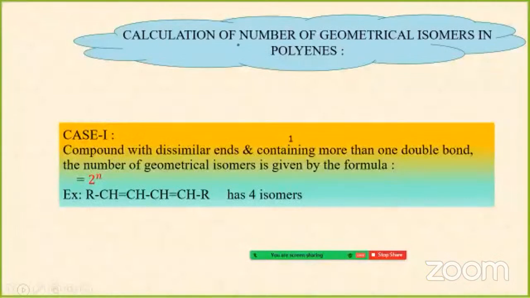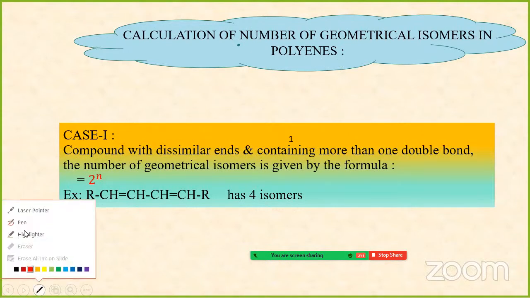There we dealt with the different types of geometrical isomers. Cis-trans isomers we have studied, and we have also studied different conformers. Here in this class we are going to learn about calculation of the number of geometrical isomers in polyenes. Polyenes means more than one double bond. Ene means double bond.